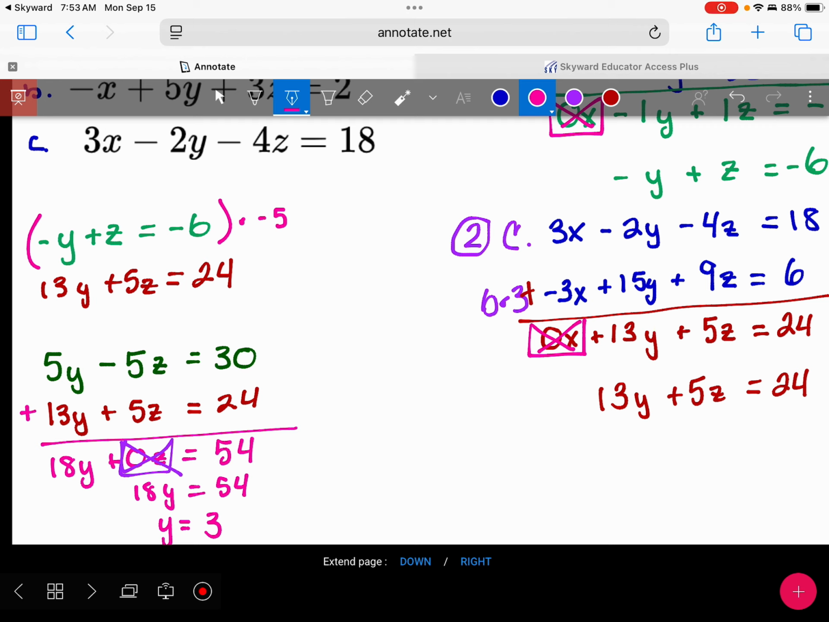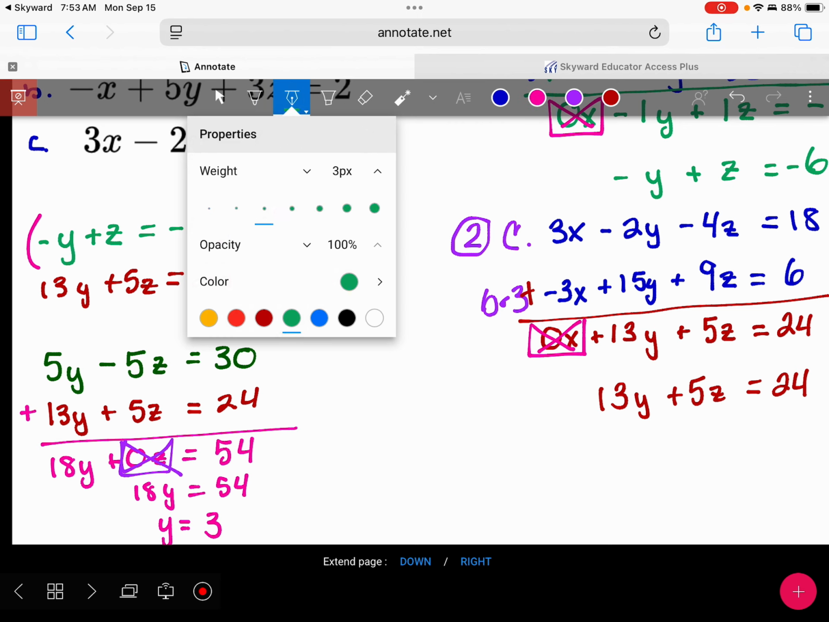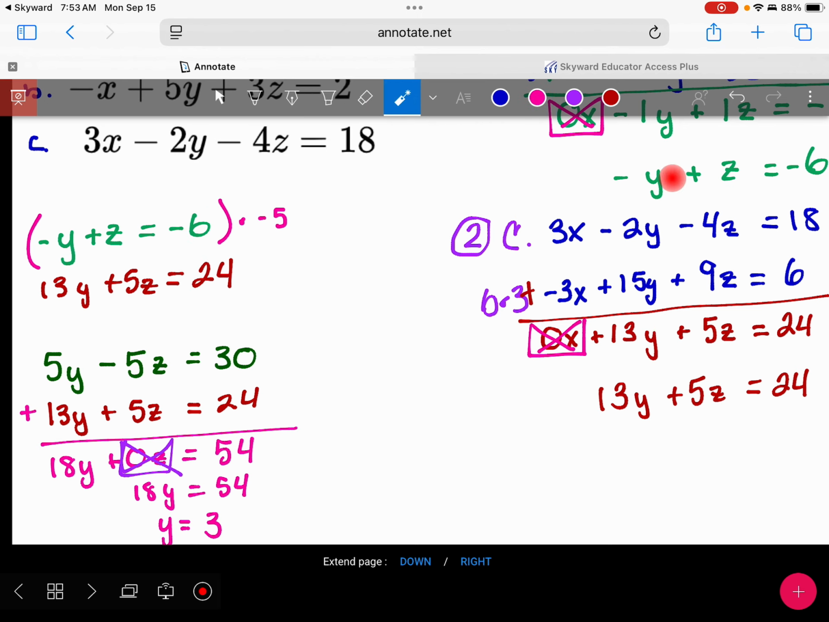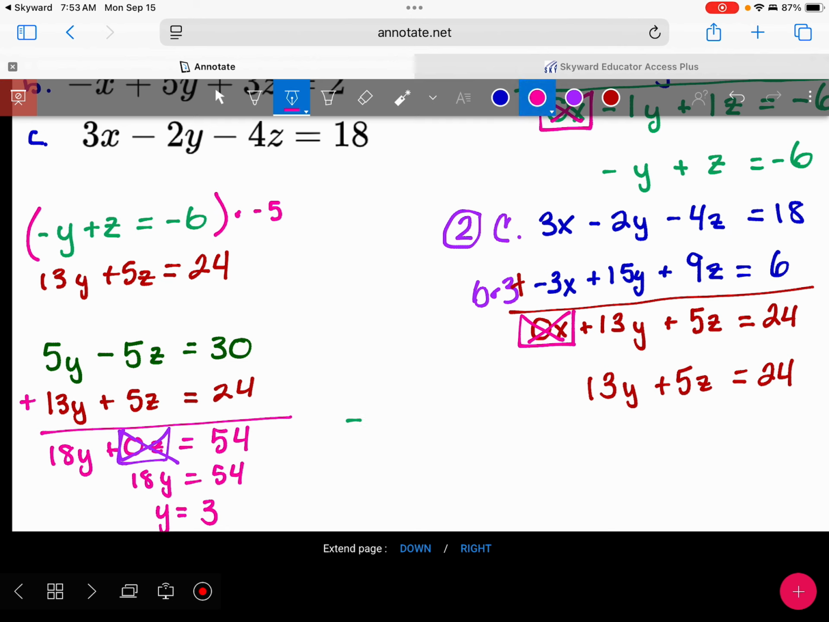I could use this equation, this equation, this equation, or that equation. Genuinely does not matter. I'm going to go ahead and use my first green one because I like the fact that it does not have gabillions of coefficients. So I'm going to use this one, where we're going to substitute in minus y, but now I know my y is 3, plus z equals negative 6.